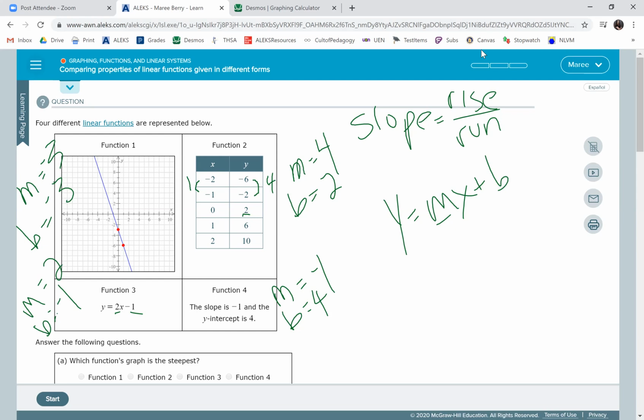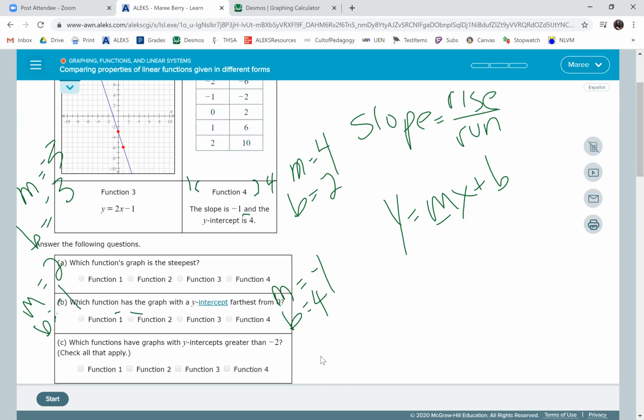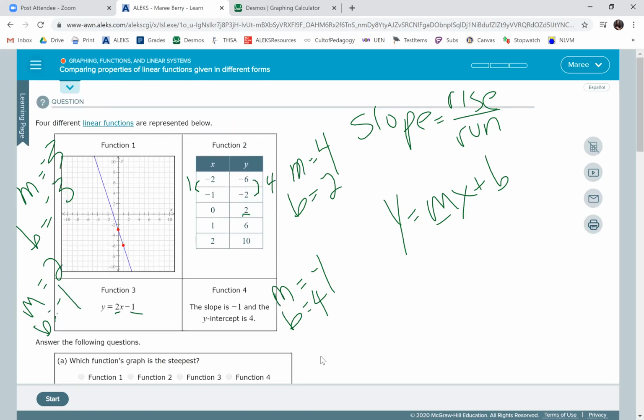You just look at which number for the slope is furthest away from 0. So we have -3, +4, 2, and -1. +4 is further from 0 than any of the others. So function 2 would be the steepest. Which function has the y-intercept farthest from 0? So we're just looking at the y-intercepts this time, and let's see, -3, -1. It would be this one, function 4, because 4 is farther away from 0 than anyone else. So we would say function 4 for that second one.